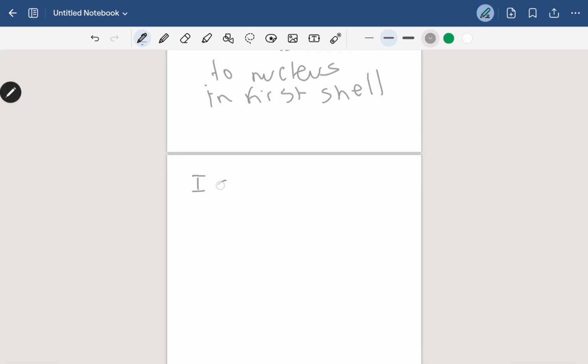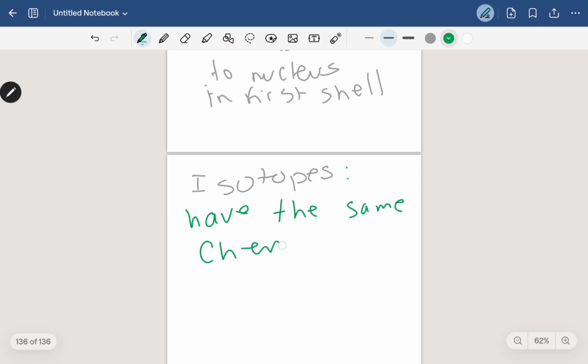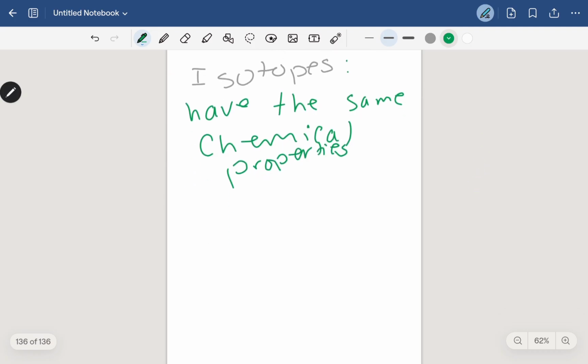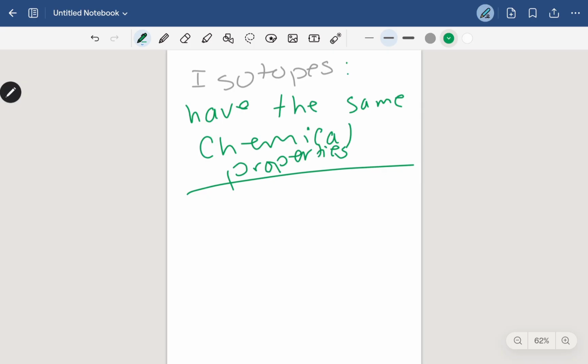Now a little more about isotopes, we're just going to discuss some properties. We know that isotopes are of the same element, the same atomic number, but different mass number. If we're talking about the isotopes of the same element, they have the same chemical properties, okay? So carbon, for example, carbon-12 and carbon-14, they are isotopes because of their different mass numbers, but they have the same chemical properties.